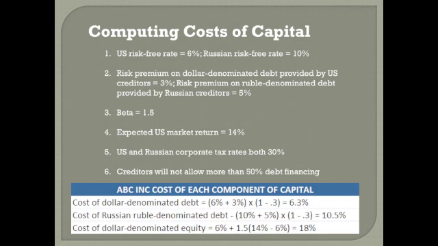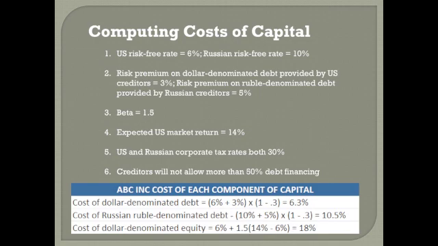And at the bottom, we can see how each piece of data is then used to complete our first step, which, as you remember, is to compute the cost of each component of capital. Let's look at how we determine our cost of dollar-denominated debt. By adding the risk-free rate and risk premium of dollar-denominated debt provided by U.S. creditors, we then multiply this figure by 1 minus the U.S. corporate tax rate, and this gives us our cost of dollar-denominated debt, which in this case is 6.3%. Following the same logic for Russian ruble-denominated debt, we are able to identify a cost of capital of 10.5%.